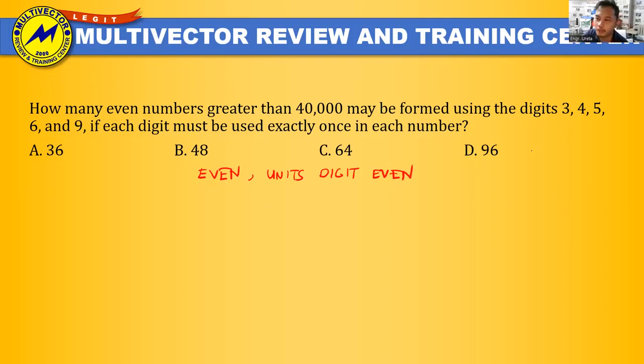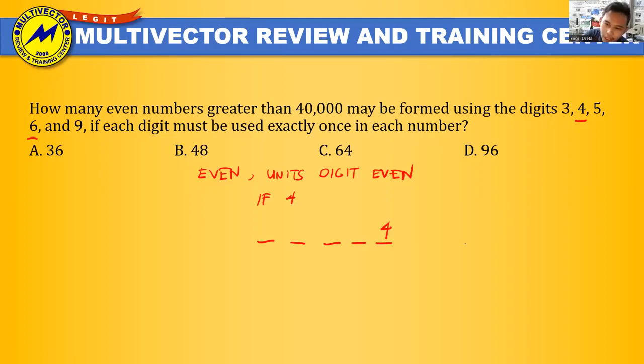Okay, so consider natin yung dalawang even number dito, which is yung 4 and yung 6 natin. If the unit digit is 4, meron tayong ilang digit ba to? 1, 2, 3, 4, 5. Since 4 na yung unit digit natin, ibig sabihin, may ilan na lang natitira para sa remaining 4 digit. 1, 2, 3, and 4.